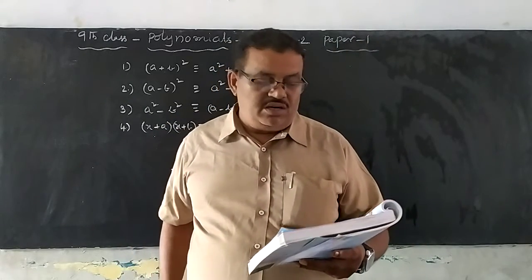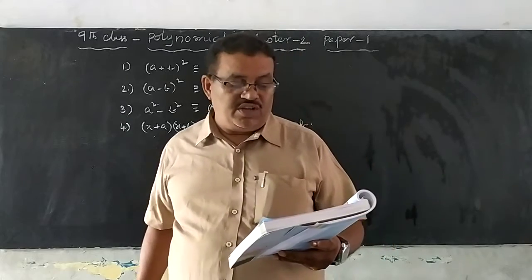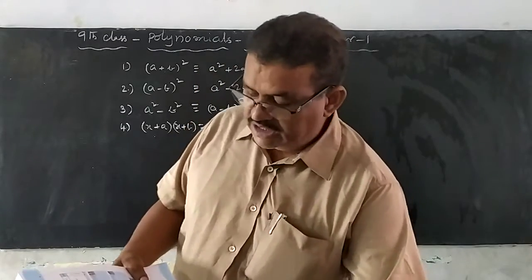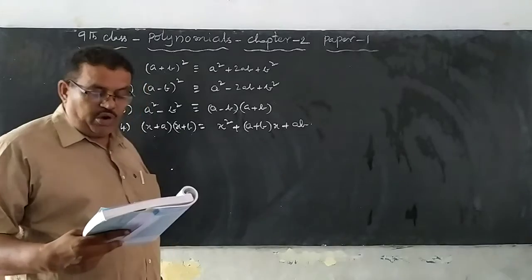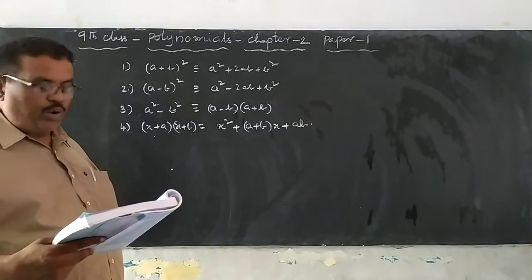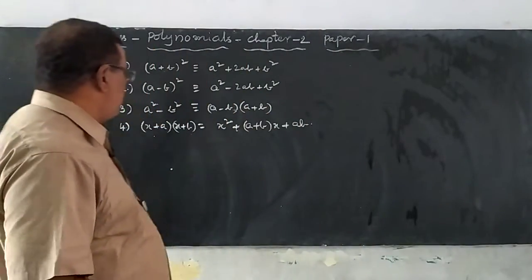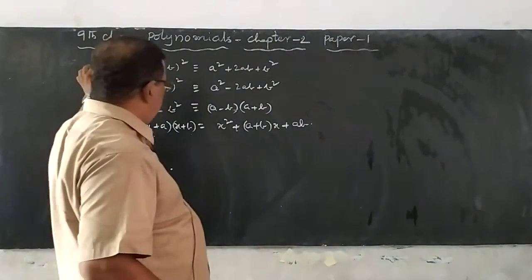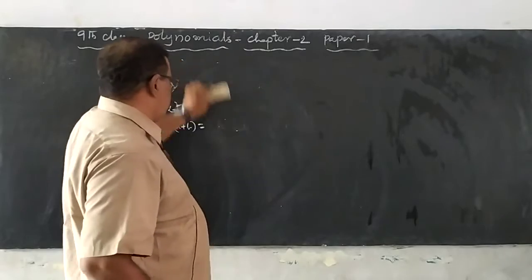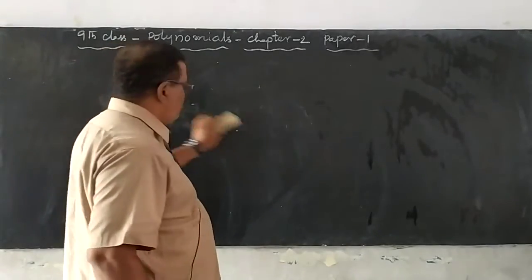Page number 49. Do these problems. First one, let us see this one. Find the following product using appropriate identity. So using these identities, we have to do the problems on the four identities. See page number 49. Do these problems.